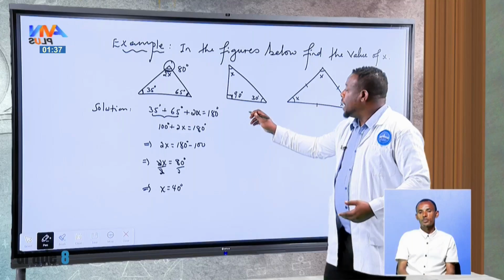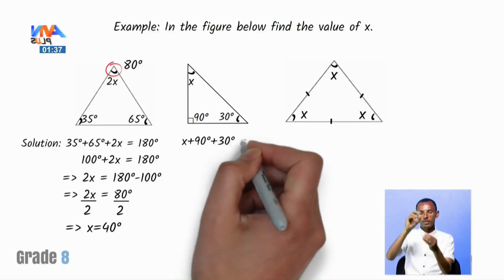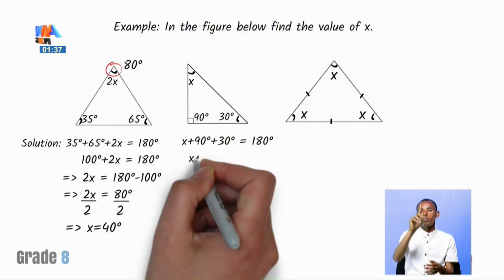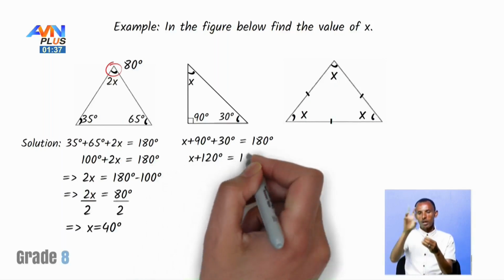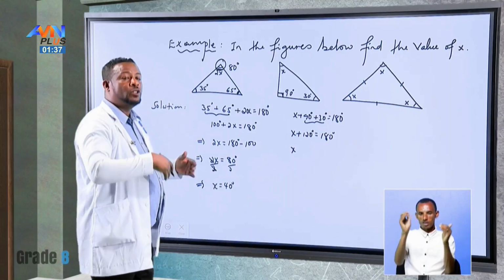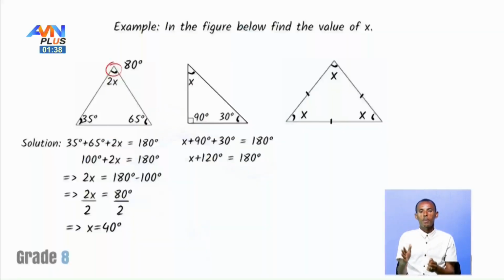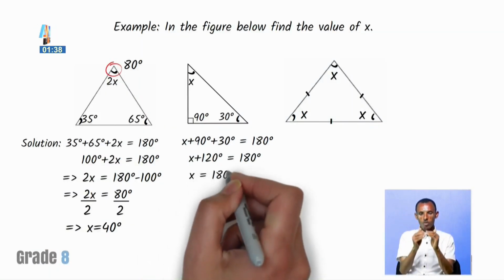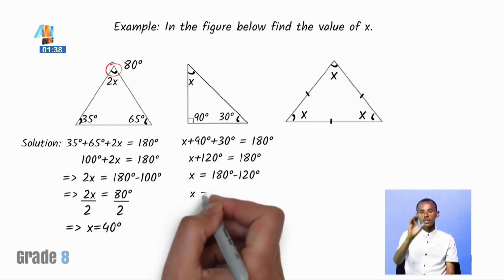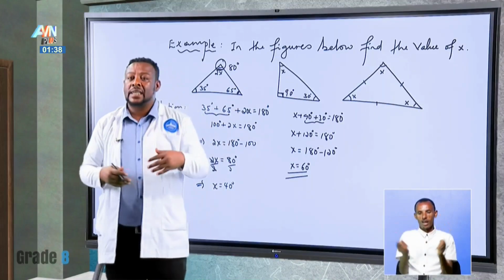So x plus 90 degrees plus 30 degrees is 180 degrees. The sum of these two is 120. So x plus 120 degrees is 180 degrees. Then subtracting 120 from both sides, you will have x becomes 180 degrees minus 120. This difference is 60 degrees. The value of x in the second triangle is 60 degrees, right?